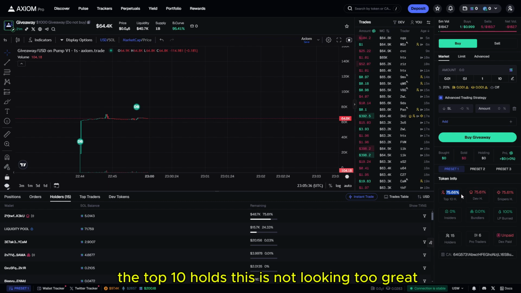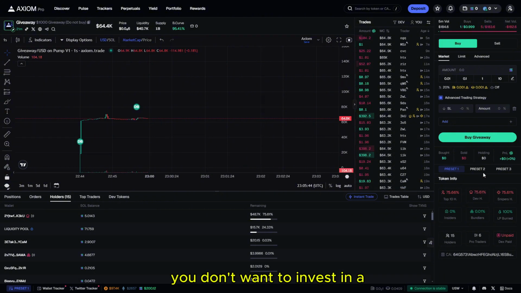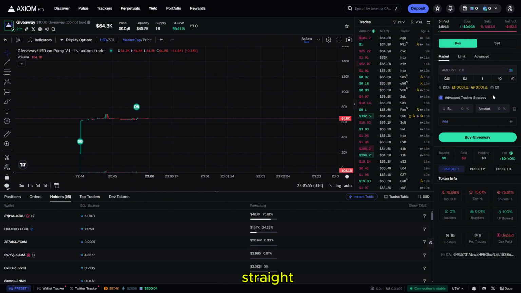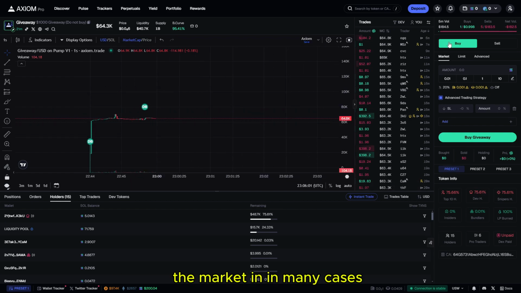This is not looking too great, is it? How much percentage the dev is holding. As you probably already know, depending on the project, you don't want to invest in a coin that has too high a dev holding, for obvious reasons. And if you don't know, that's because they can basically dump on your head. What I mean by that is just sell the whole supply, completely crashing the market in many cases.